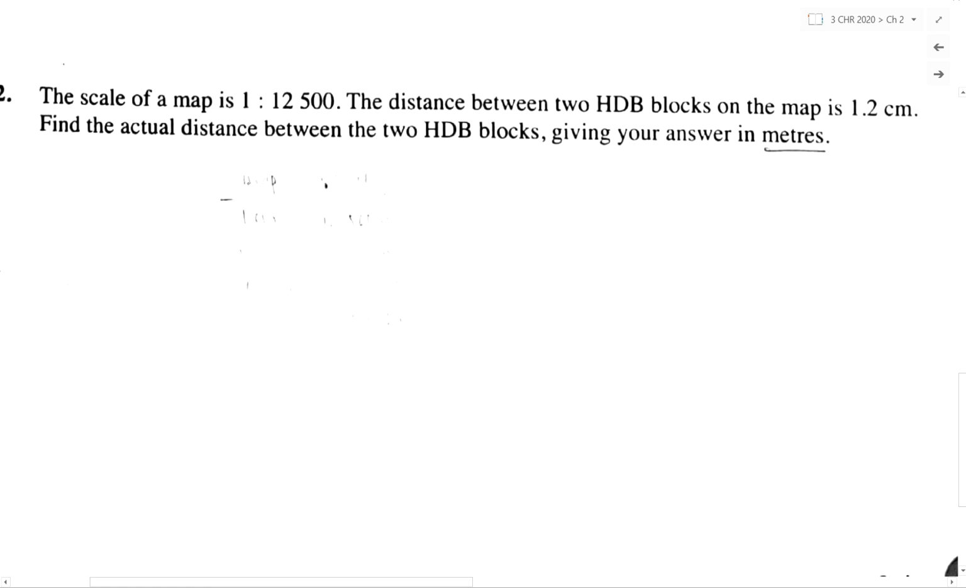Now the scale. Map. Always write this down. Map and actual. Then draw a line underneath. And we're going to use ratio over here. 1 to 12500. So that means 1 cm on the map represents 12500 cm on actual, on Earth. Now, the distance between the blocks on the map is 1.2. Then on actual, how much is that?